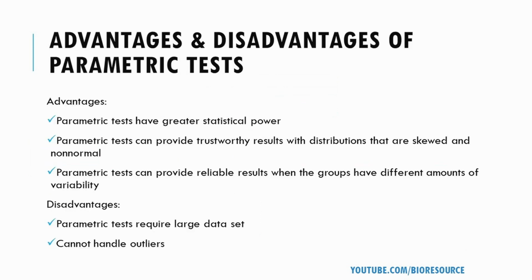So let's see some of the advantages and disadvantages of parametric tests. The advantages are that these tests have greater statistical power. The parametric tests can provide trustworthy results with distributions that are skewed and non-normal. So even with skewed results, we can use parametric tests, which will yield very good results. They can also provide reliable results when the groups have different amounts of variability. And the disadvantages are that parametric tests require a large data set and cannot handle outliers.